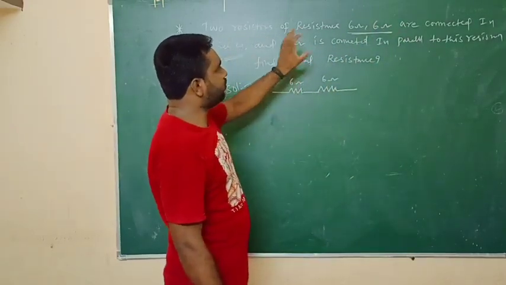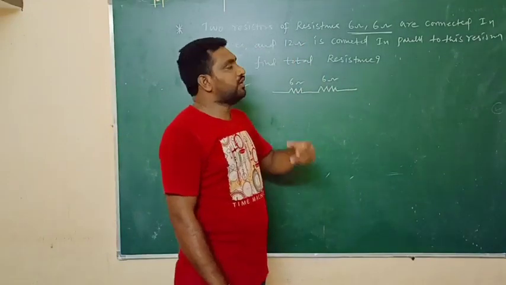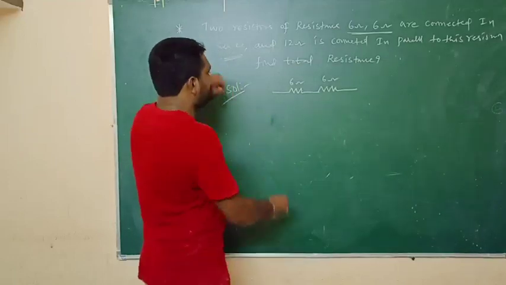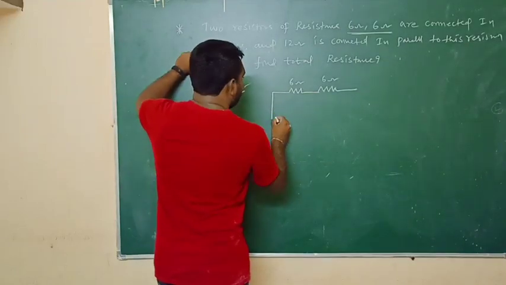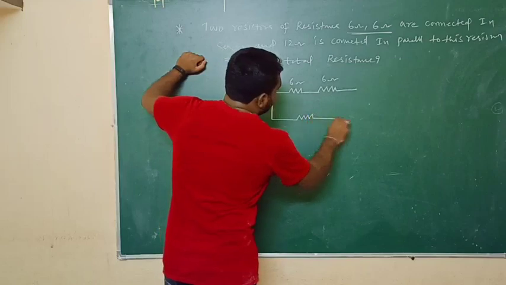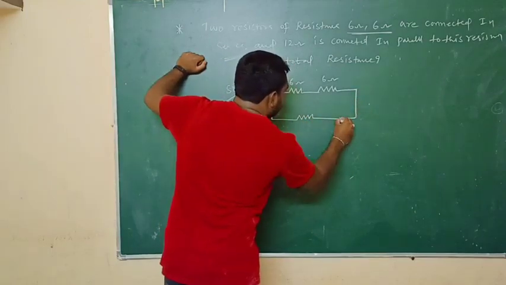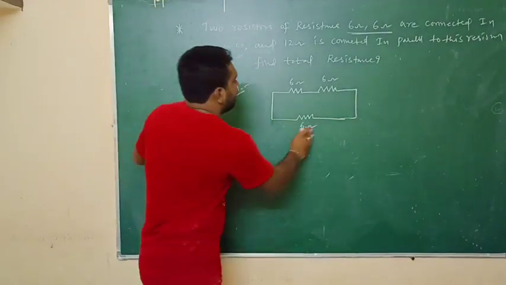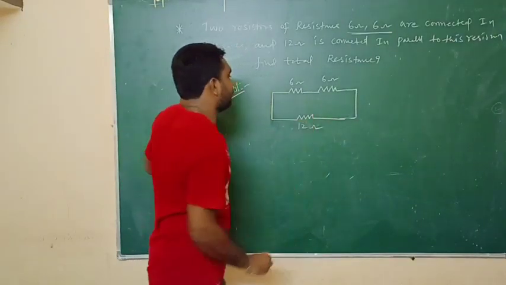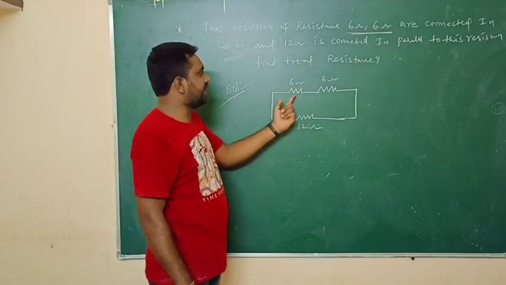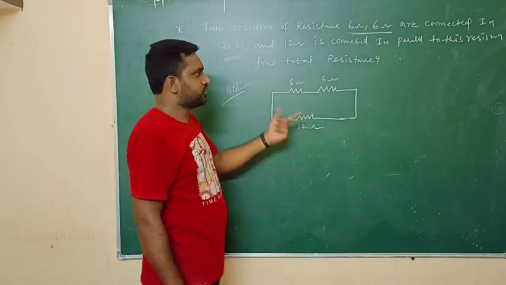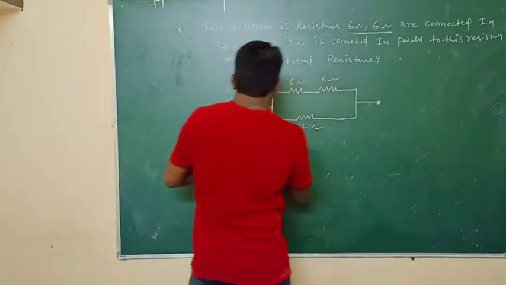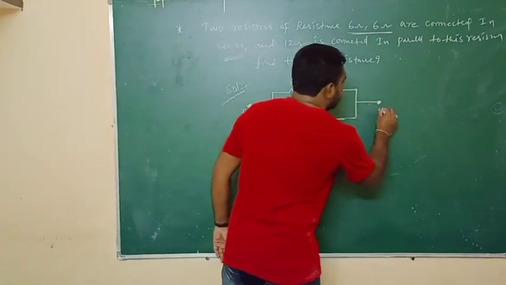So here, one more resistor is there. Its resistance is 12 ohms. It is connected in parallel to these 2 resistors. So this is the one more resistor. Here this resistance is 12 ohms. This 12 ohm resistor is connected in parallel to these 2 resistors. So now we should find their total resistance. So this is the diagram.